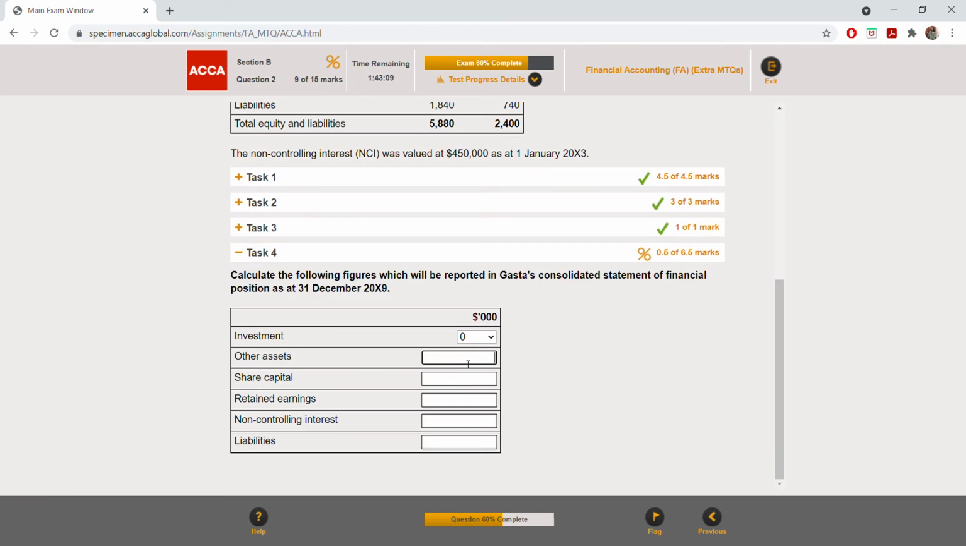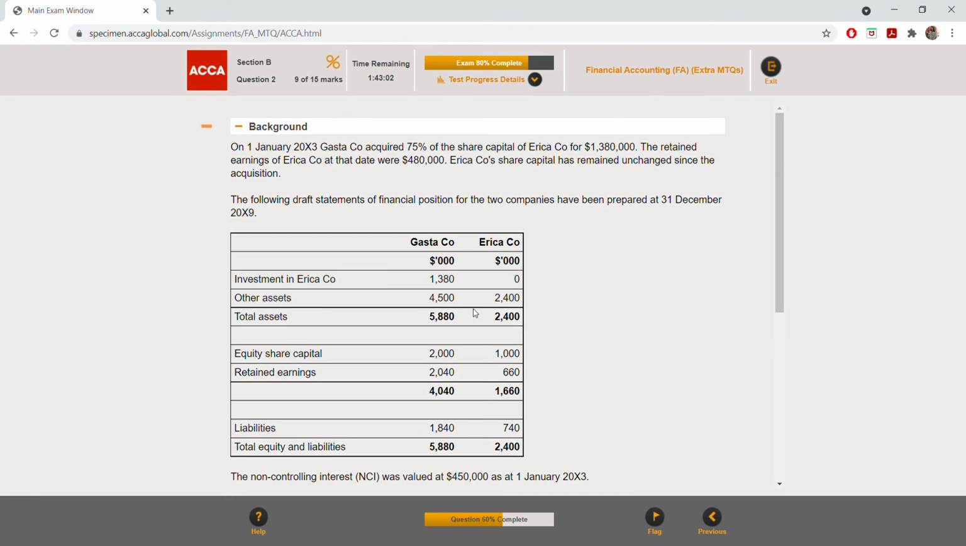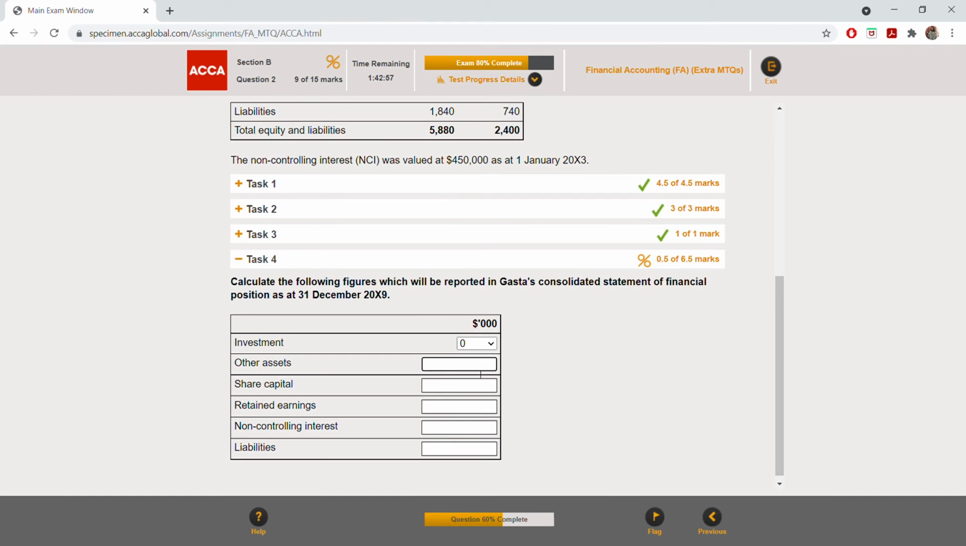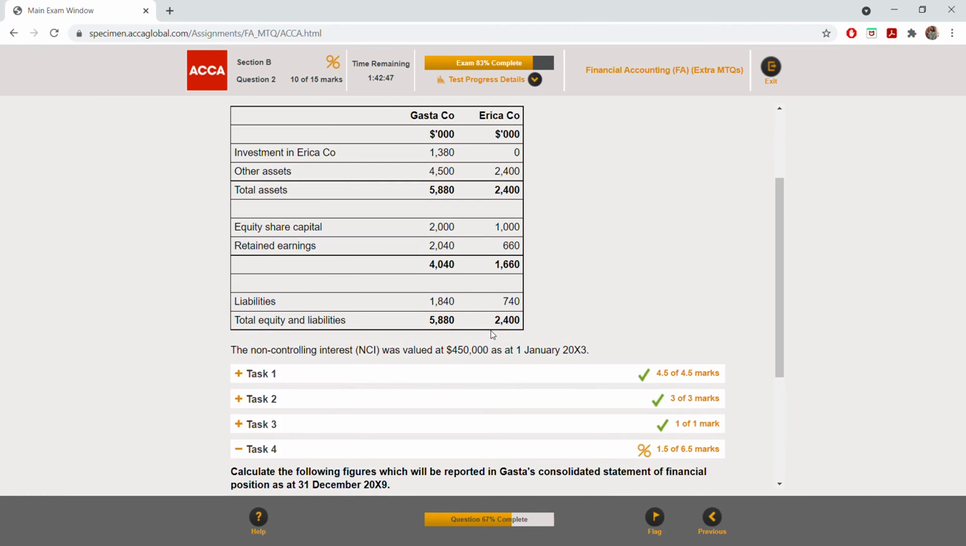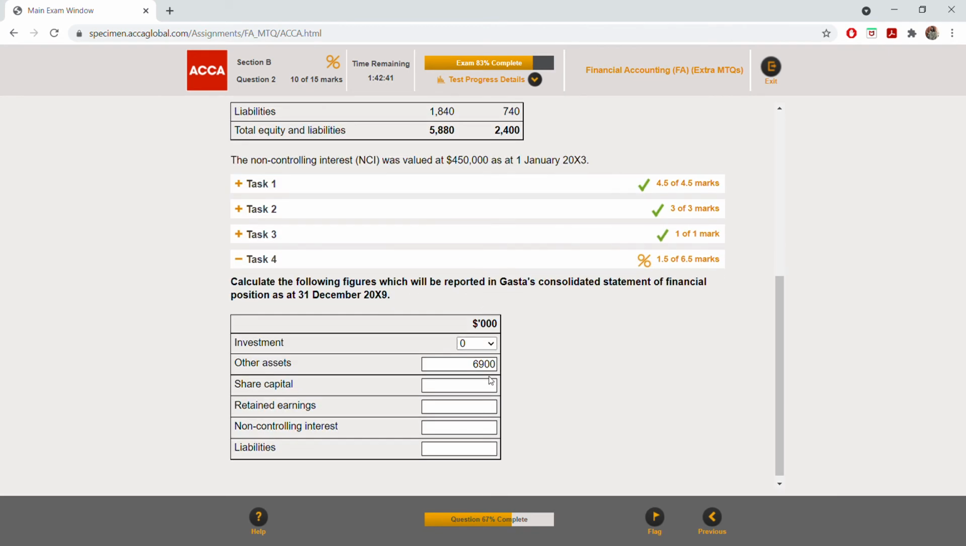Next, other assets. How much will be the other assets? It will be 6,900. How? Just add this. So it will be 6,900. Next, we have the share capital. How much will be the share capital? Share capital will only be 2,000. Don't go and add 1,000. We don't add the subsidiary company shareholders. When it comes to share capital, it is always the parent company, 100% of the parent company. It does not matter how many percentages you have issued. So it's 2,000.